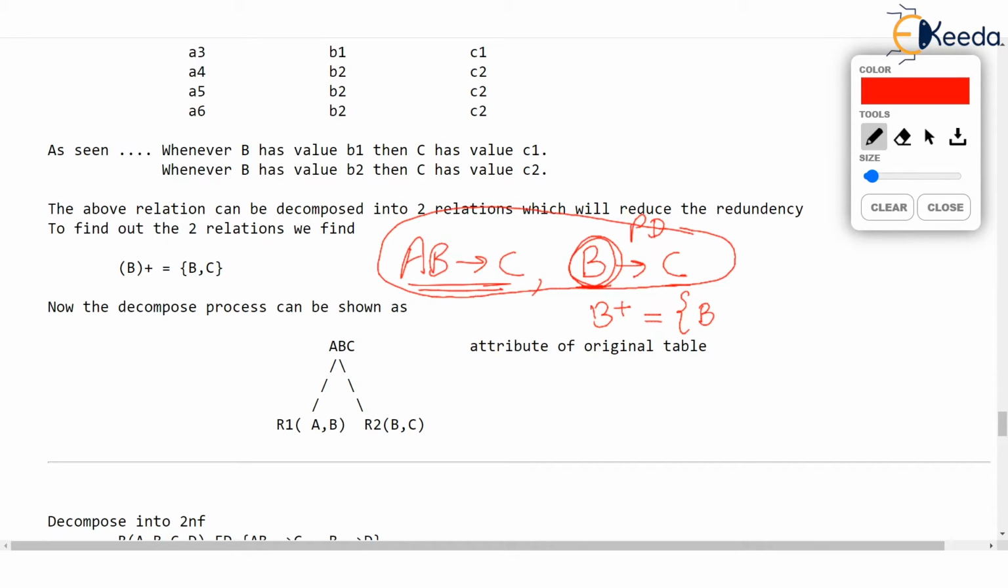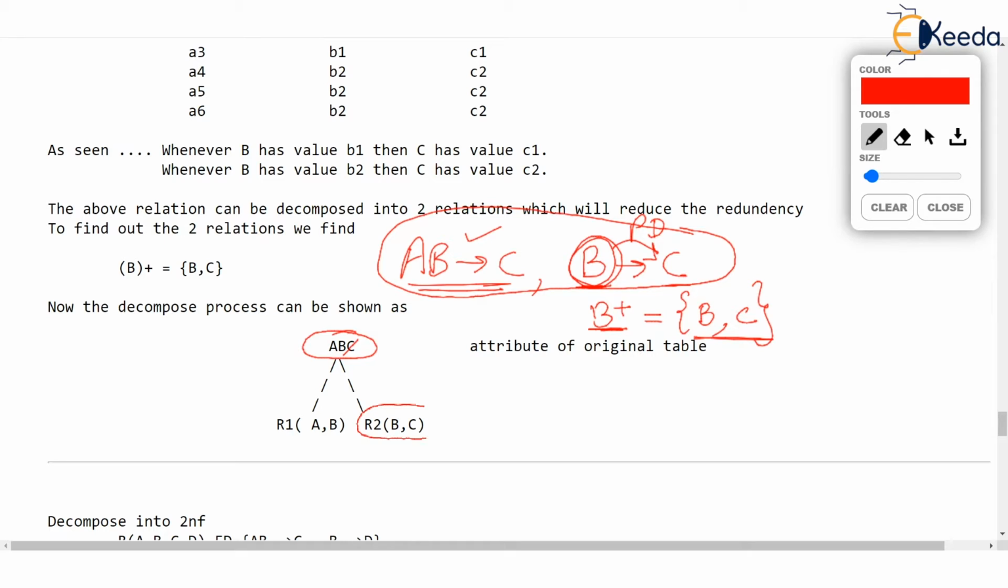From the given FD set, B will bring in C because B determines C. And now nothing else will be brought in. This AB determines C is not going to bring in anything new. Then B plus, B closure, contains BC. So what we do is check these are the attributes of our original table ABC. Then we say B, you better take away C. Check the working. B will take away C.